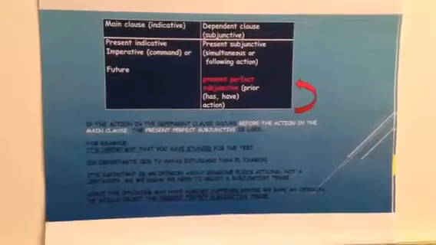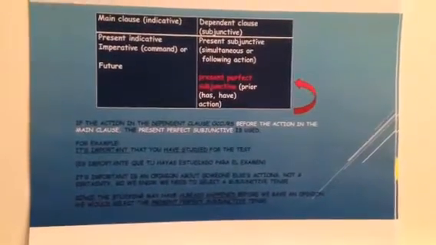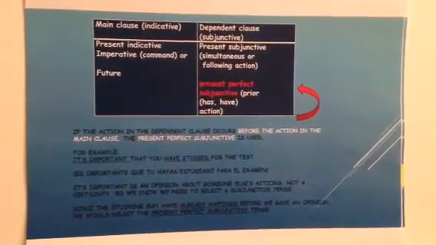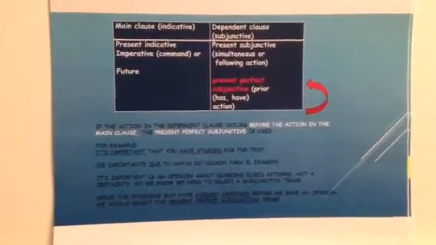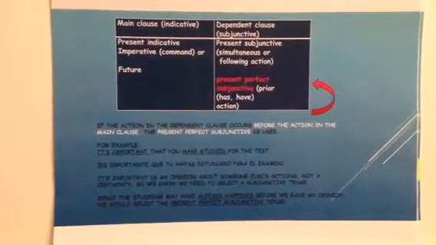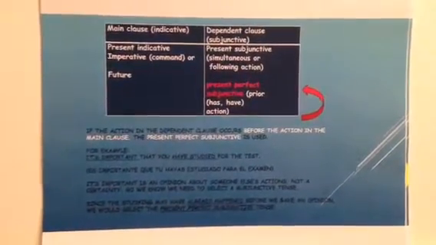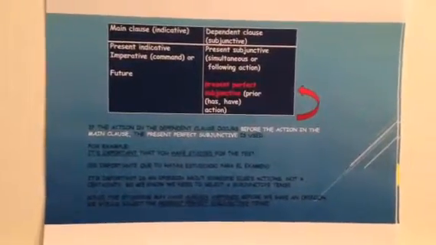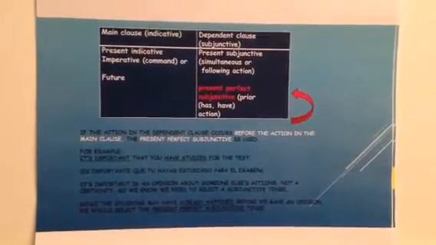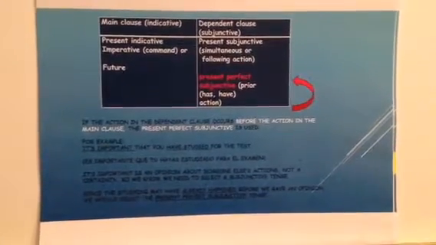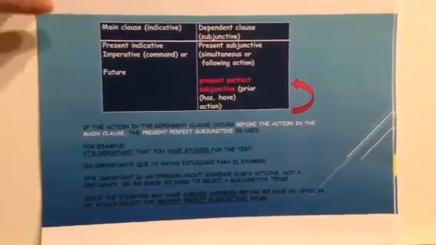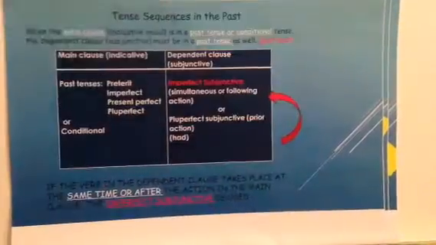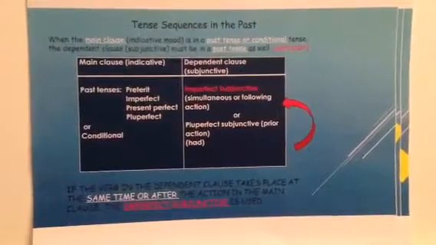If the action in the dependent clause occurs before the action in the main clause, the present perfect subjunctive is used. For example, it's important that you have studied for the test. It's important is an opinion about someone else's actions, not a certainty, so we know we need to select a subjunctive tense. Since the studying may have already happened before we gave an opinion, we would select the present perfect subjunctive tense. Now we will take a look at the tense sequence in the past.